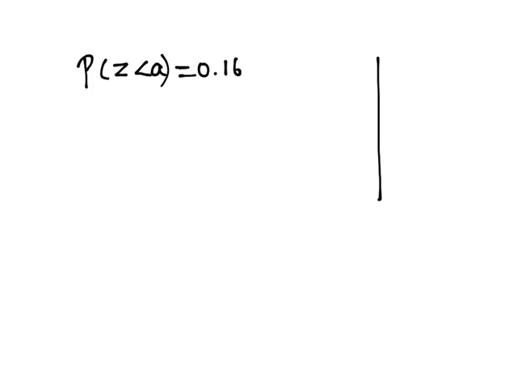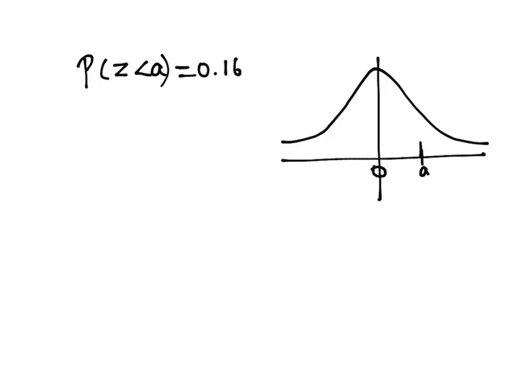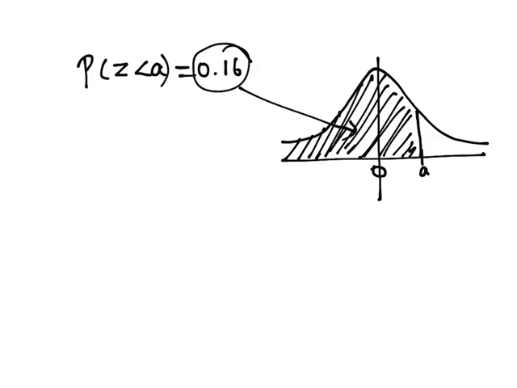Let me draw the diagram. Let me try to represent it. Okay, this is 0. Now P of Z less than A. That means left hand side of A. The area is 0.16. Let us say I'm still not clear where I need to place A. So let us say I try to place A here. Then I'll draw a line. Less than A means this area, isn't it? The left hand side, this area. Now tell me, students, is it possible that this area is 0.6? Not possible, isn't it? This area will definitely be more than 0.5. So this diagram is incorrect.